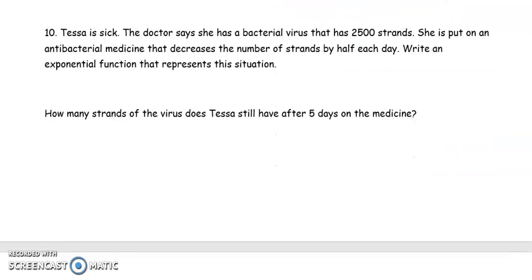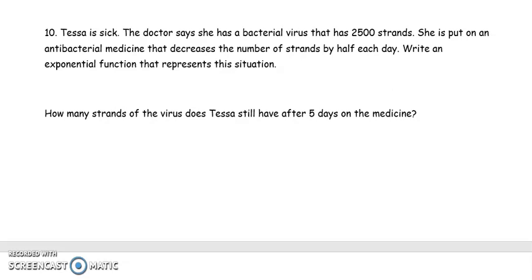All right, so now we're going to move on and talk about Tessa. It says Tessa is sick. The doctor says she has a bacterial virus that has 2,500 strands. She is put on an antibacterial medicine that decreases the number of strands by half each day. First, we want to write an exponential function that represents the situation.